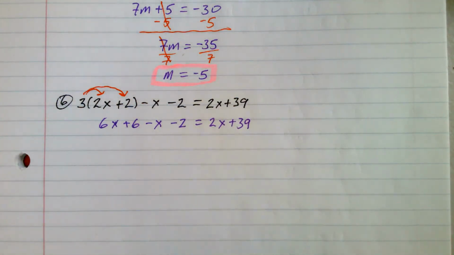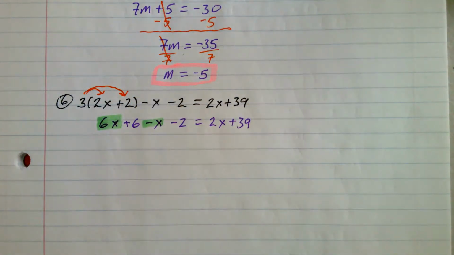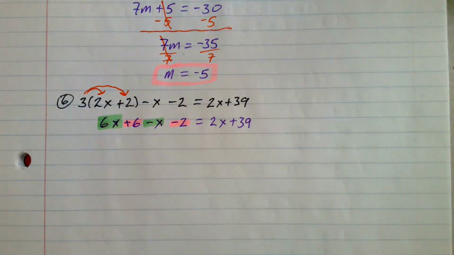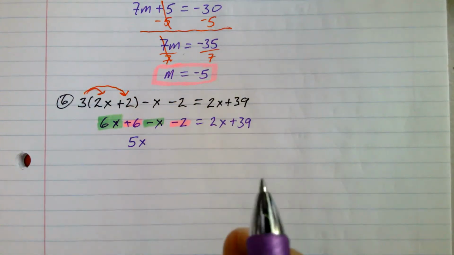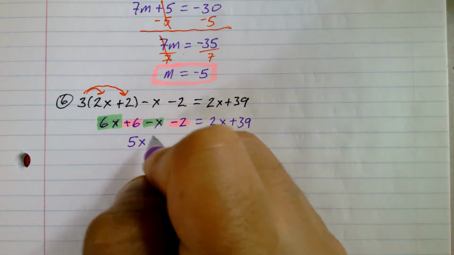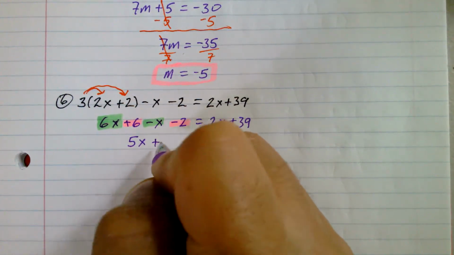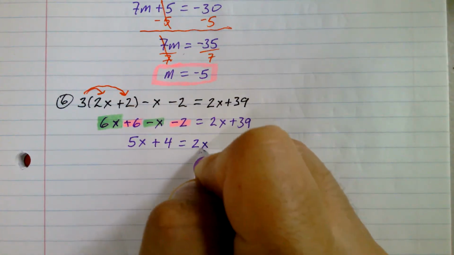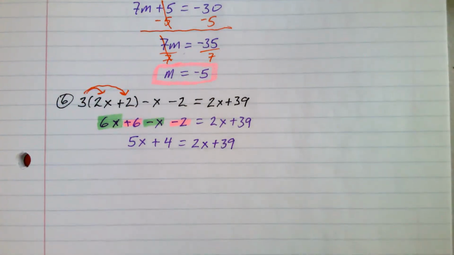Okay, so let's combine. 6x combines with minus x, and plus 6 and minus 2 combine. So let's do all that. Let's combine. 6x take away x is going to be 5x. Okay, and 6 minus 2 is 4, and it's positive, so it's plus 4. So now we've got 5x plus 4 equals 2x plus 39. Any questions?